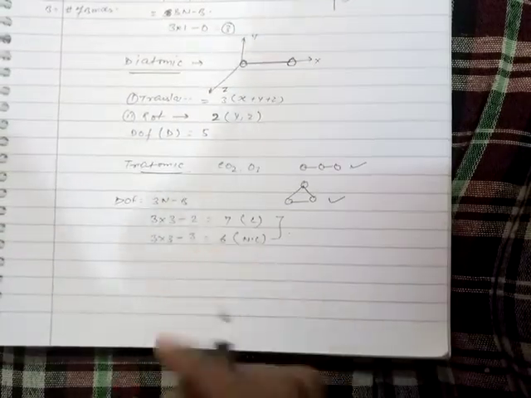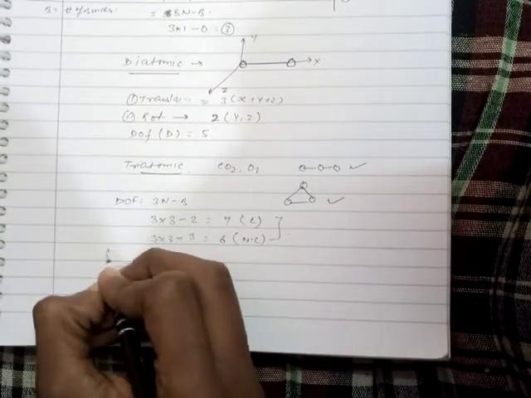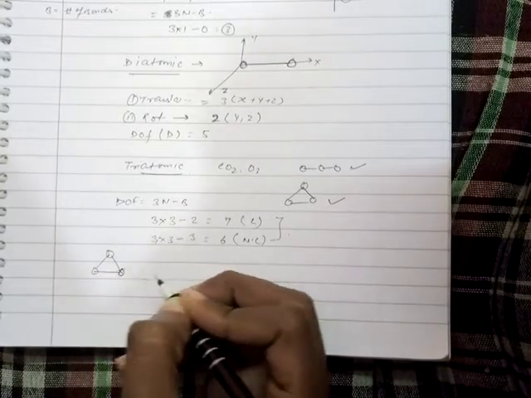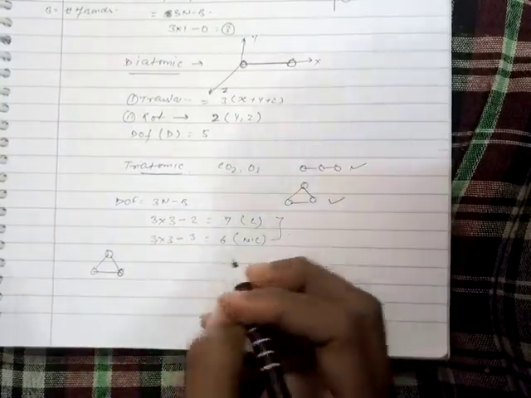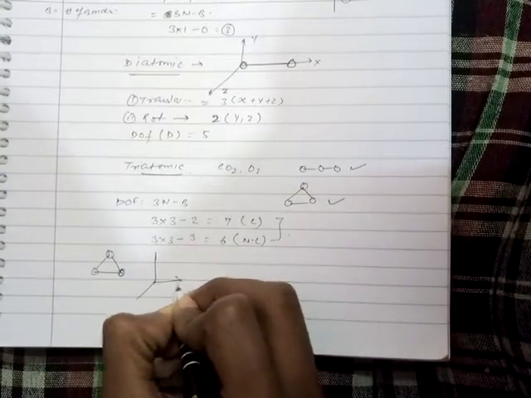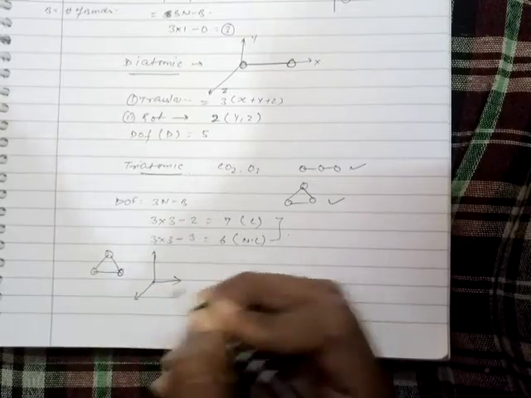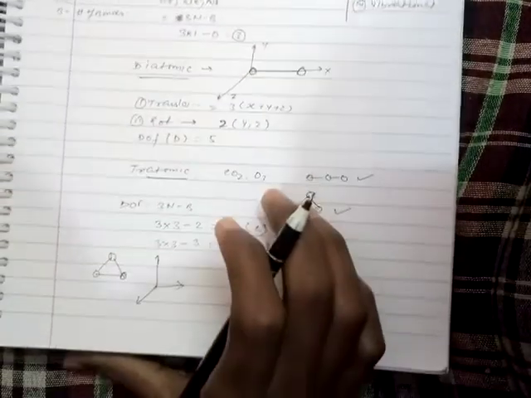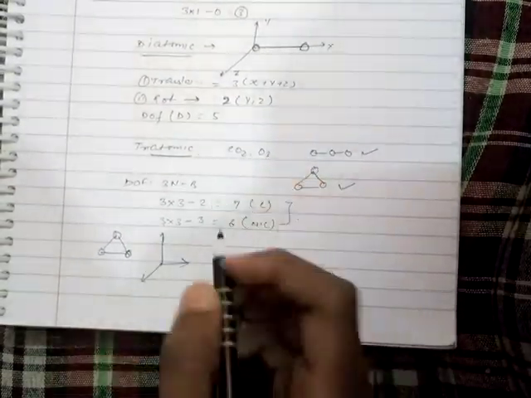So let's see. Suppose this is a molecule which is present in any of the axes, x axis, y axis and z axis. So it can rotate along x, y, z. It will show 3 types of motions. Triatomic molecules will show all 3 types of motions. This is the only case in which molecules can show vibration.